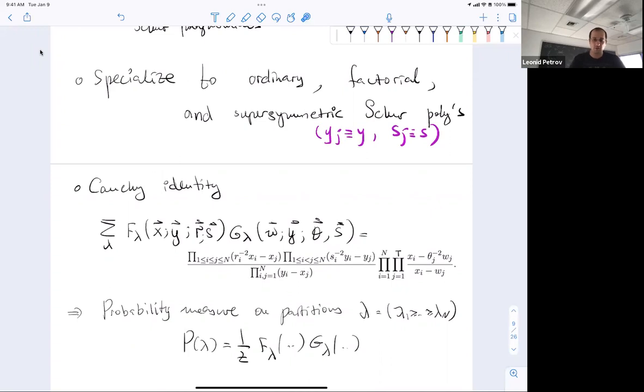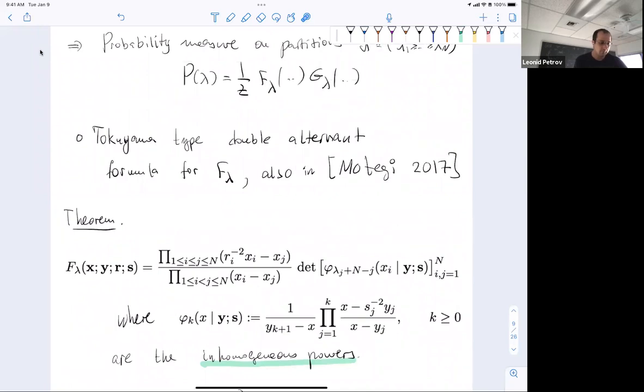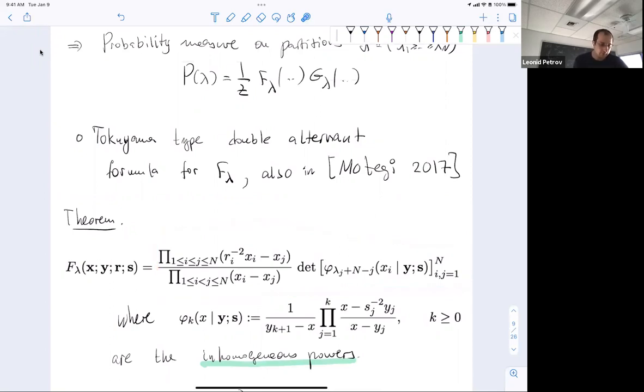Both f and g possess a bunch of explicit formulas, which generalize some of the Schur polynomial formulas. So f generalizes one of them, and g generalizes two others. f is a simpler object. It just possesses a Tokuyama-type double alternant formula, which is here. Let me comment on that. It's a double alternant type formula because you take a determinant of powers, x to the power lambda_j plus n minus j, but instead of powers, you take inhomogeneous powers.